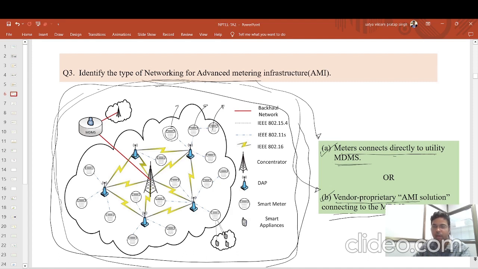At least you try, because from the literal meaning of these options A and B, you can say that this is the meter connected directly to the utility MDMS. Akshita is giving A as the correct answer. Any other answer? Pulash is giving the B option.